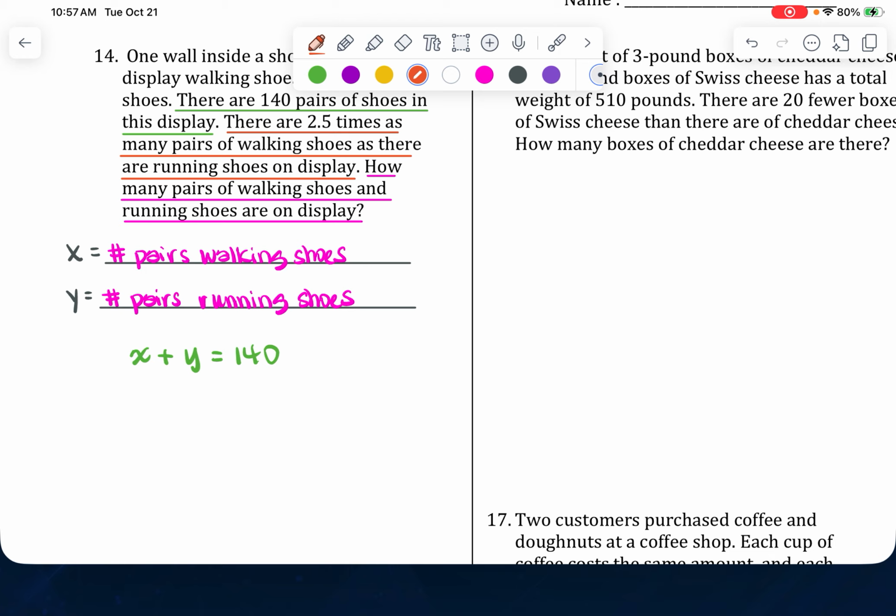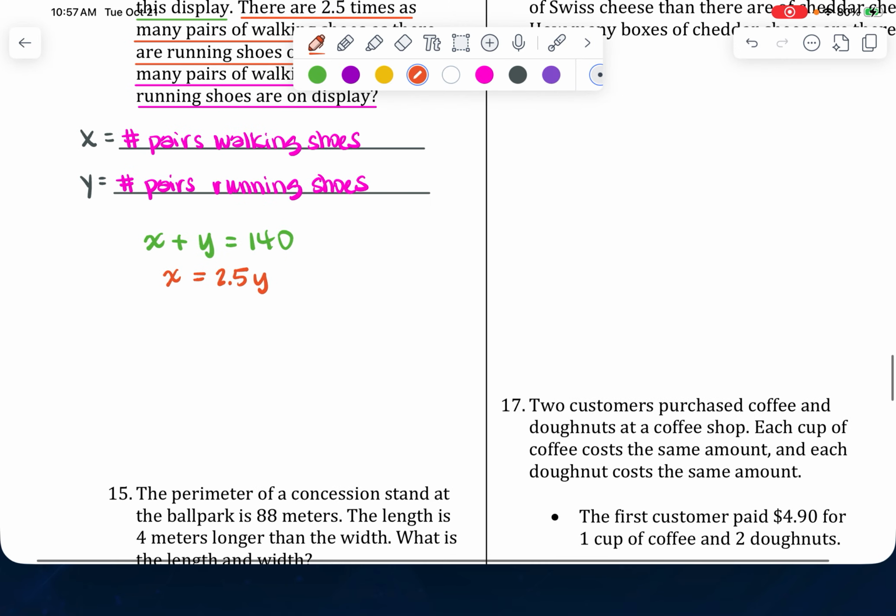Okay, so there's more walking shoes. So how are we going to figure out the walking shoes? Well, the walking shoes, X, is 2.5 times more, so 2.5 times the number of running shoes. So x equals 2.5y is the equation that we're going to get for that one. All right, and there's our system.